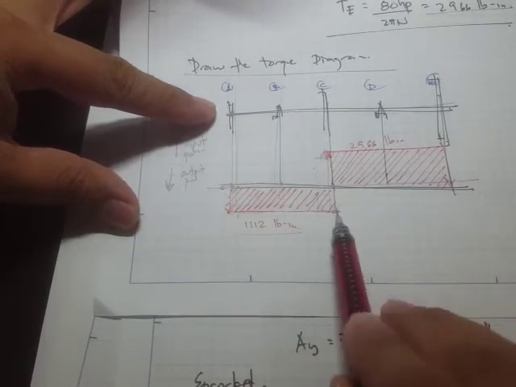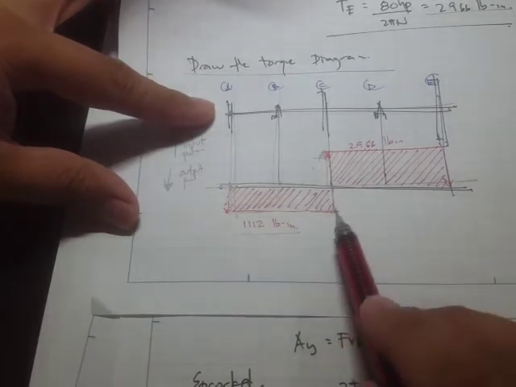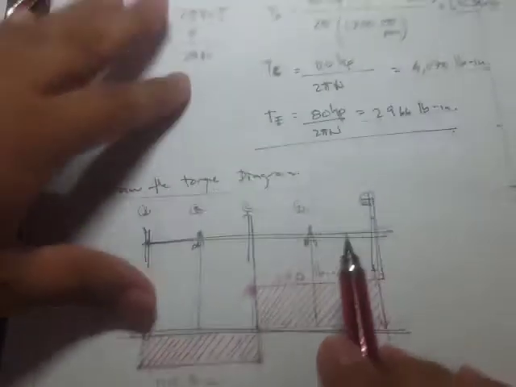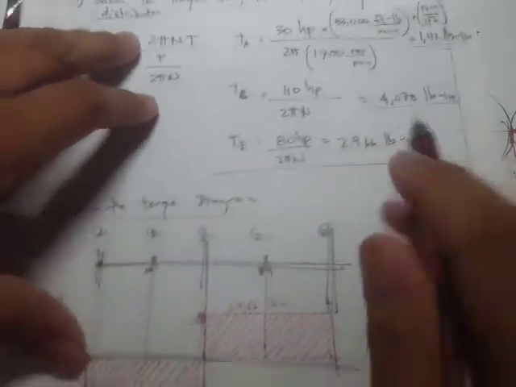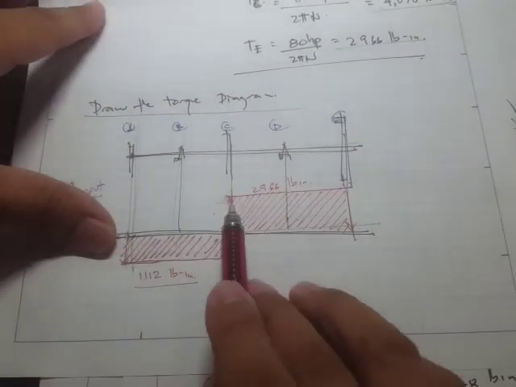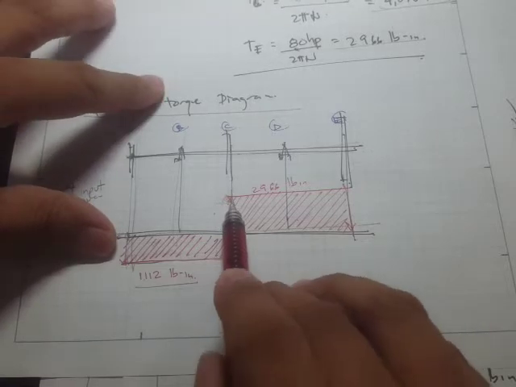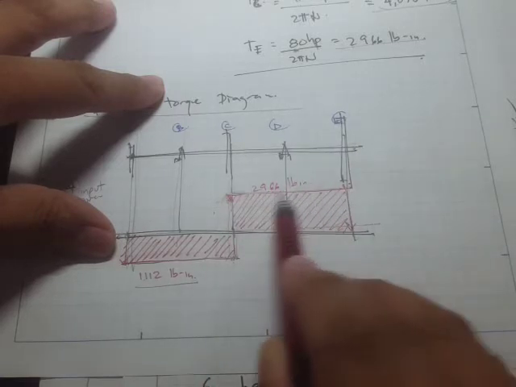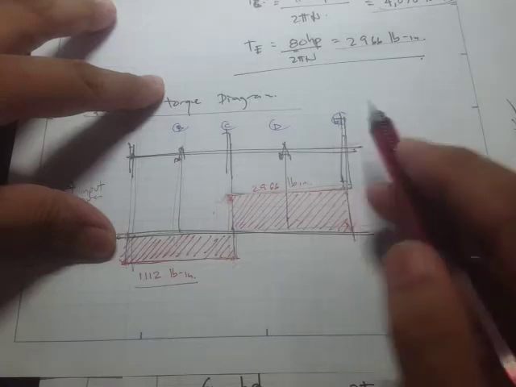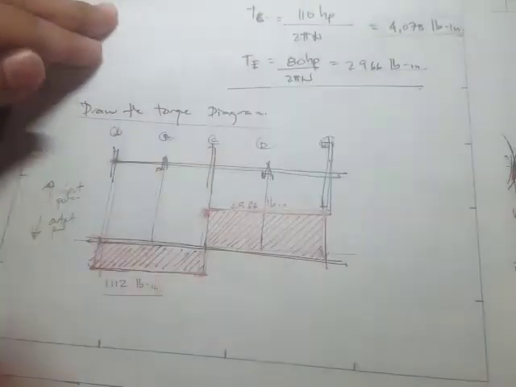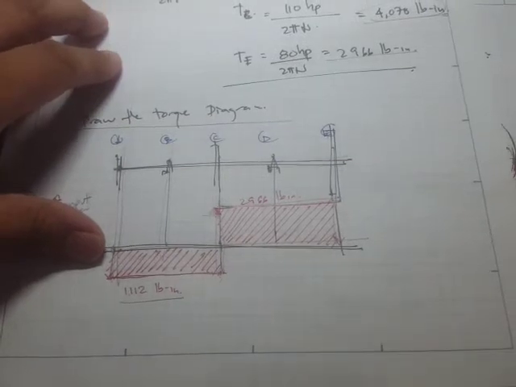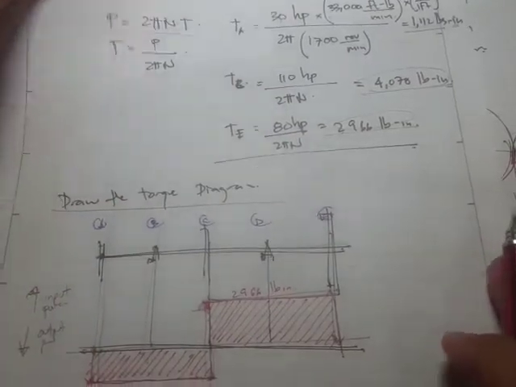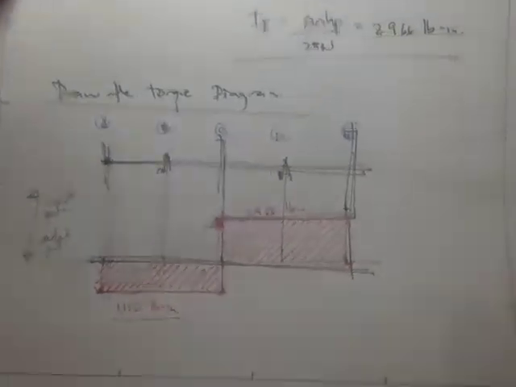So at point C, since there's a concentrated torque, but this time it's an input power, it has to go upward, and it has to go upward this much, 4078 pound inch. Past this point C, again there's nothing happening along the length with respect to the torque, so it will just be constant until it gets to point E. Then at point E, since it consumes power, it has to go downward by this much, 2966. Okay, so that's the torque.